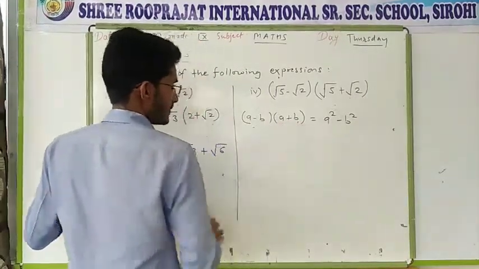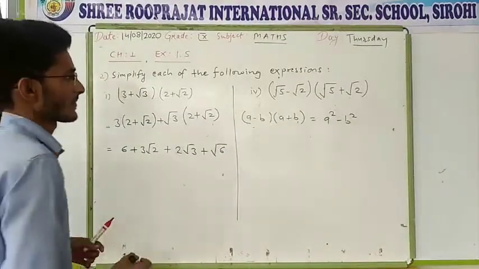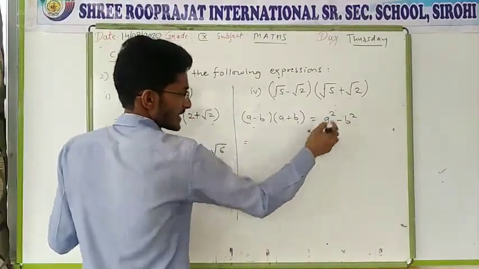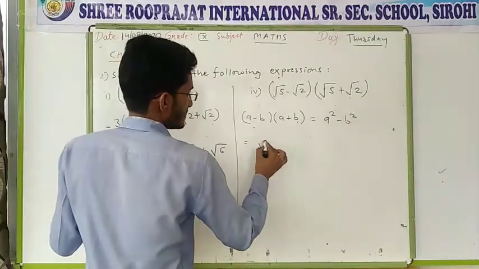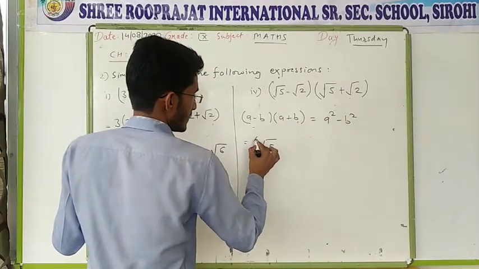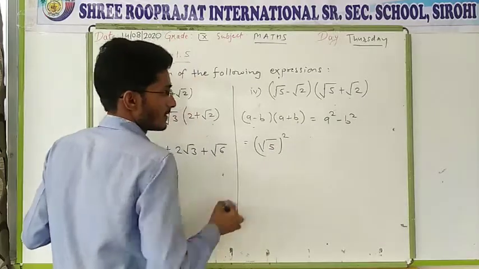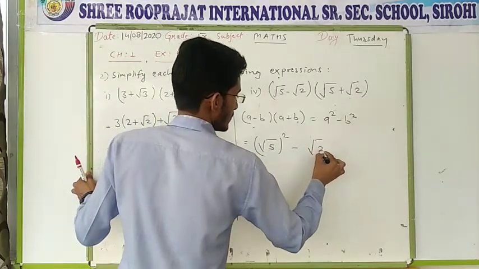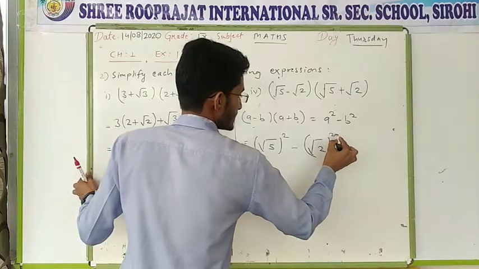So we are going to use that property. That means the square of the first number minus the square of the second number. The first number is root 5, you have to make a square. And the second one is root 2, again make a square.